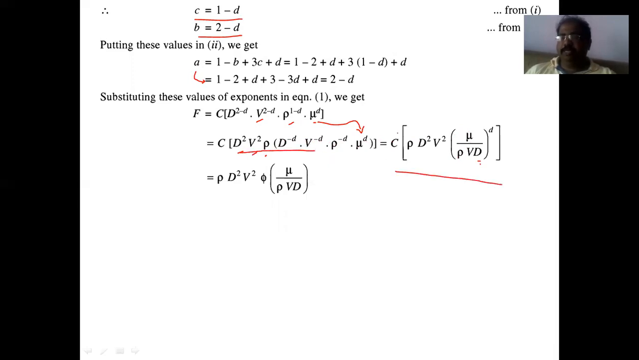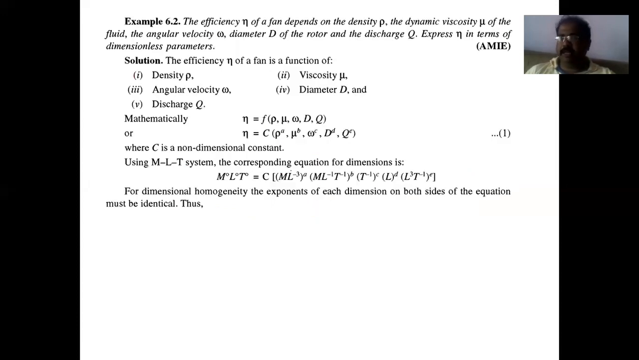So C, mu, d raised to power 2, v raised to power 2, and mu upon rho into v into d raised to power d. So we get the equation: f is a function of the whole term. Remember this when you are putting values in the denominator and in the numerator. Okay, let's start with the second example.